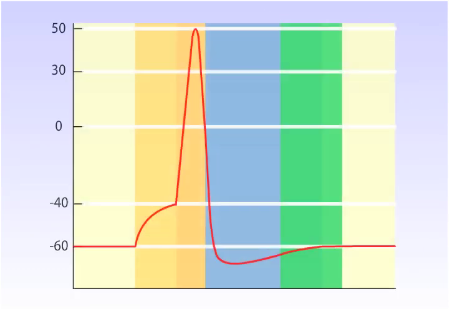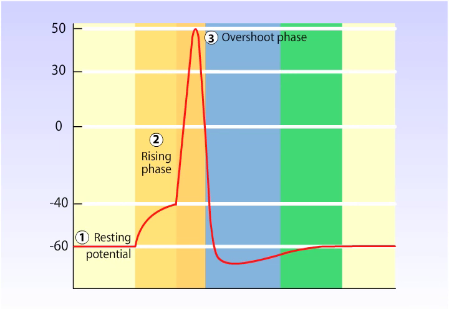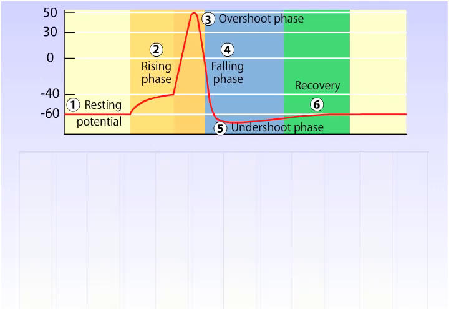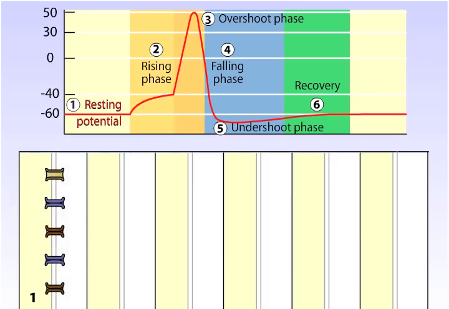The action potential can be divided into six phases: an initial steady state or resting phase, a rising phase, the overshoot phase, the falling phase, the undershoot phase, and the recovery phase. We'll now examine each of these phases in turn. When a neuron is at rest, only the so-called leak potassium channels are open, establishing the resting potential. These potassium channels, a subset of all potassium channels, are constantly in the open state.